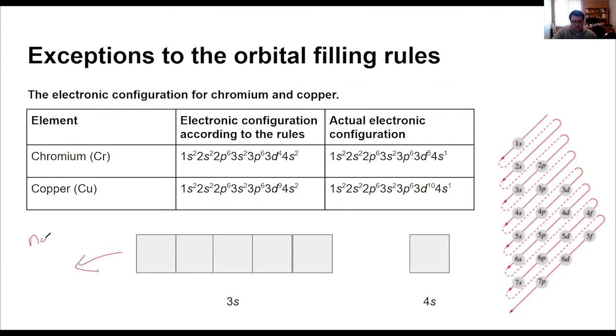If we take a look at chromium and copper, just to point out, we're not showing the 1s, 2s, 2p. We're just not showing them, because I don't want to spend the time drawing them. So if we take a look at, say, chromium, for example.